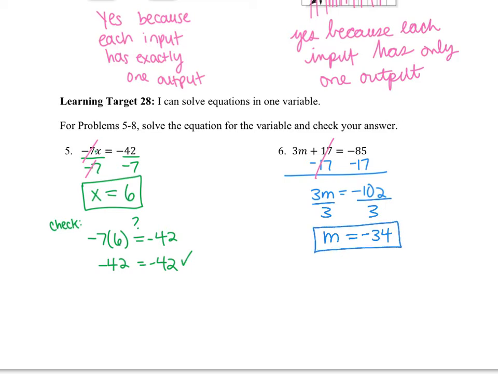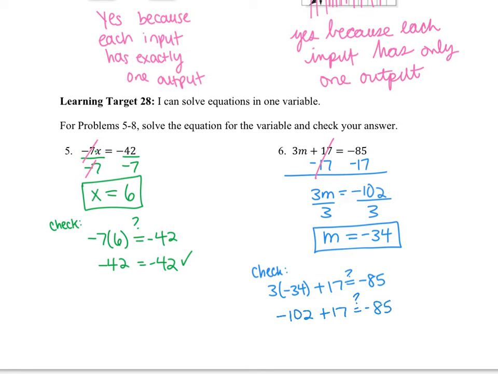This one's multi-step, so we definitely want to check this to make sure we didn't make some errors. So 3, and then we said that m was equal to negative 34. So 3 times negative 34 plus 17, is that really equal to negative 85? Make sure you follow order of operations. You're going to do 3 times negative 34 first. Positive times a negative gives us a negative, so it's negative 102 plus 17. Is that really equal to negative 85?